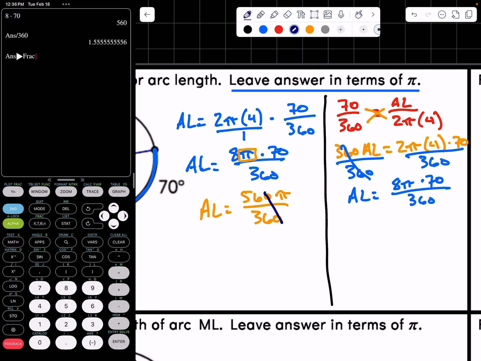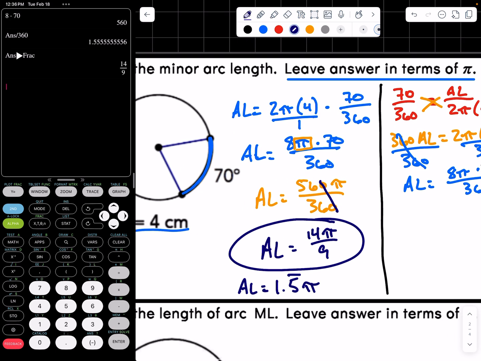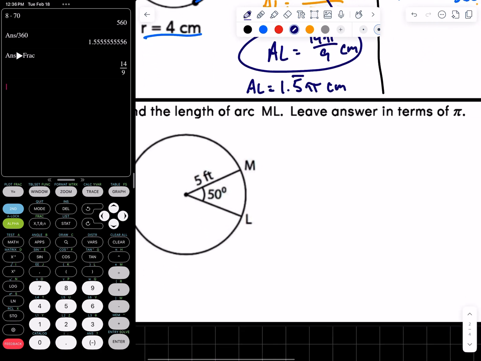But if I hit math and frac, it's going to give me a nice, much prettier fraction, which is 14 pi over 9. That is my answer left in terms of pi. I guess technically, if you wanted to leave it as that decimal, 1.5 repeating pi, that would be okay. This is in centimeters. I would prefer to see that answer as a fraction when we're leaving your answer in terms of pi, but technically that bottom one is just fine. Going forward, I'm not going to do multiple different ways.